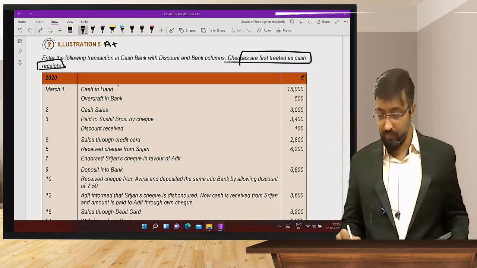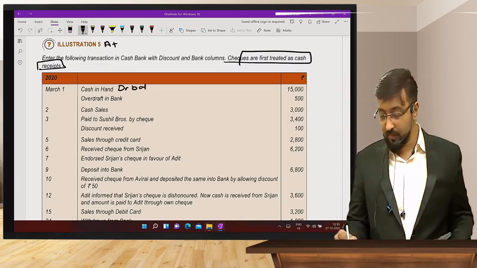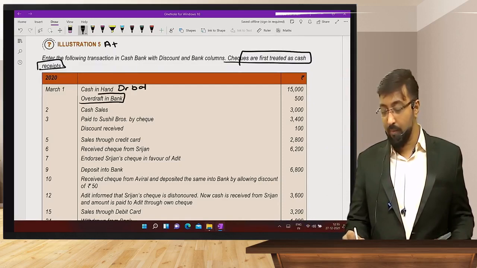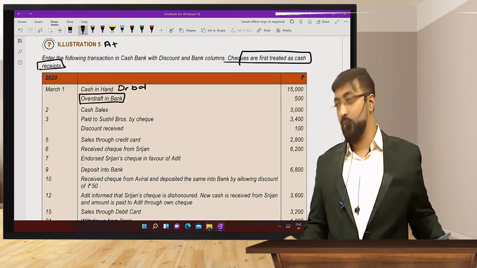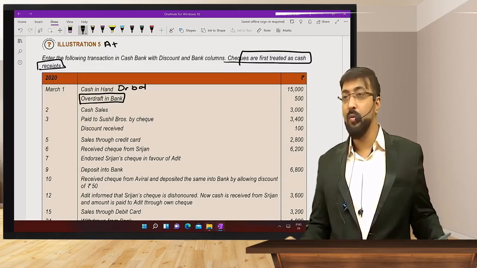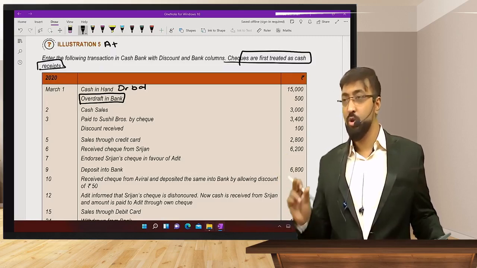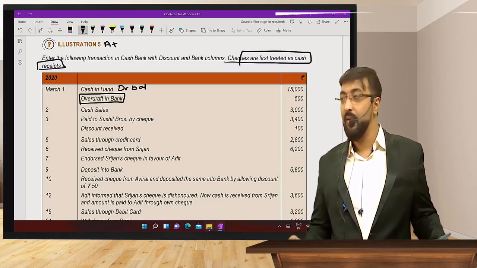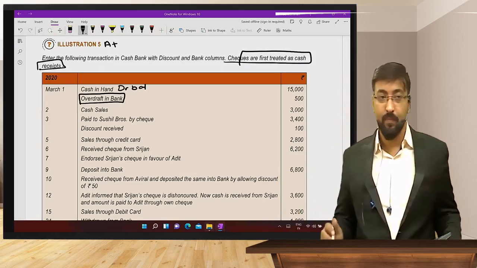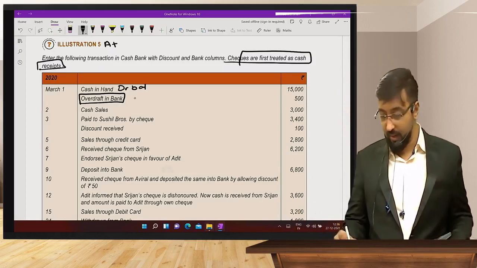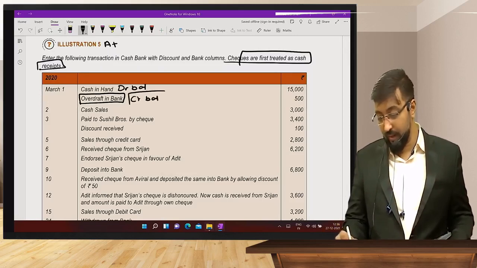So similar to the last problem, illustration number 3. Cash in hand, debit balance, overdraft. Overdraft means a small loan. Not small loan, it's a short term loan for a short period, but it's a liability. And as a liability, therefore, which balance, beta? Credit balance. Very good. So it is a credit balance.